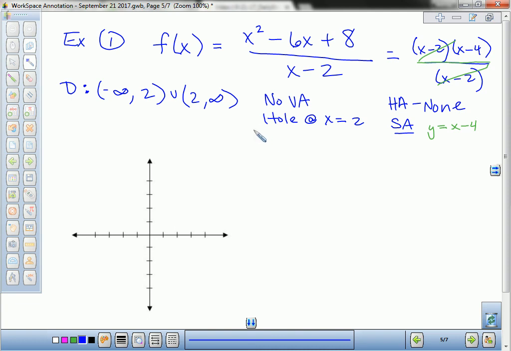What about zeros? X minus 4, so x equals 4. Why is 2 not a zero? Because it's an excluded value. X cannot be 2, so 2 can't be a zero. Alright, what about a y-intercept? Negative 4.